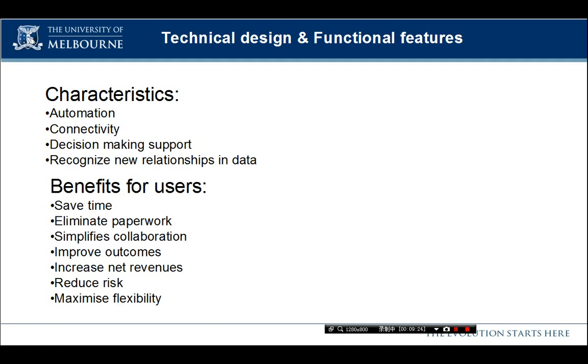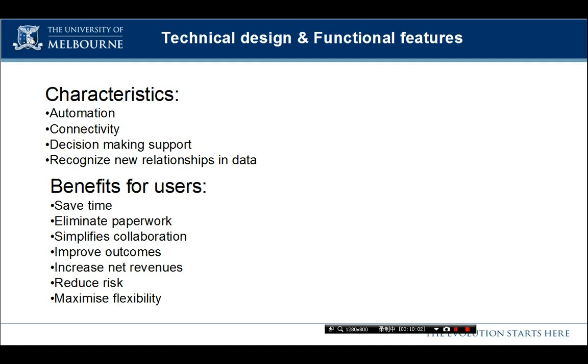About the last, recognizing new relationships in data. If a new department wants to join this system, this department has its function, and the system is able to easily know and connect this department to others.